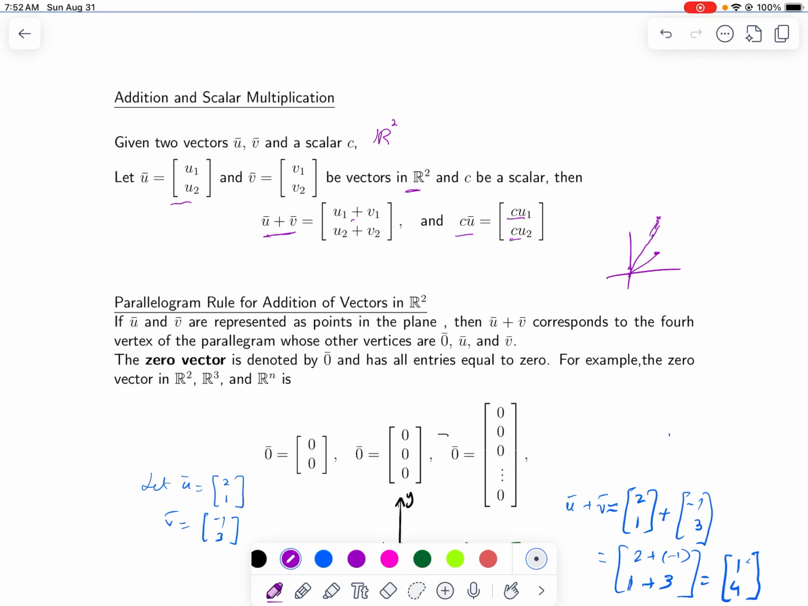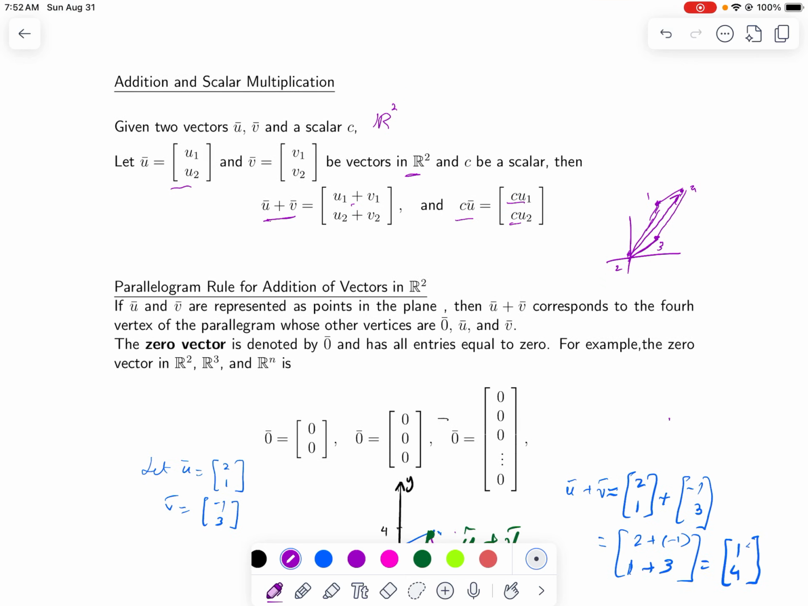This is v. In order to find u plus v, I should complete the parallelogram. So I should draw a line parallel to this line starting at this vertex, and then another line over here. So this is the fourth point. So 1, 2, 3, and this is the fourth vertex. Now the arrow that joins the origin to this fourth vertex is the sum of the vectors u and v. It will become more clear in the next example.